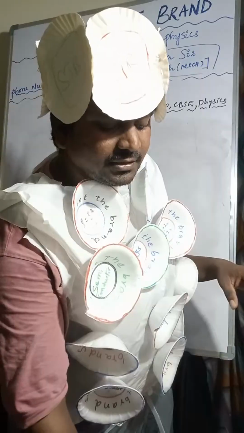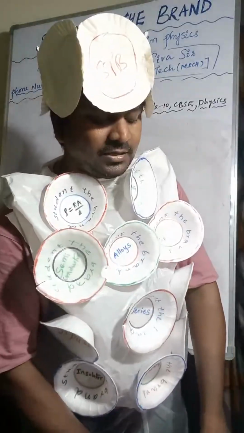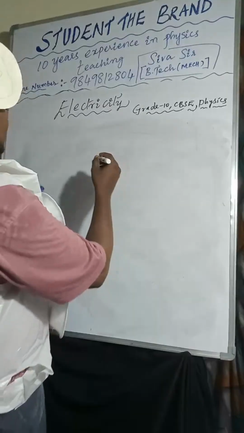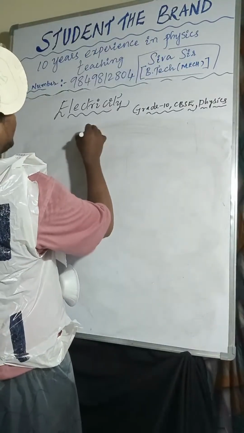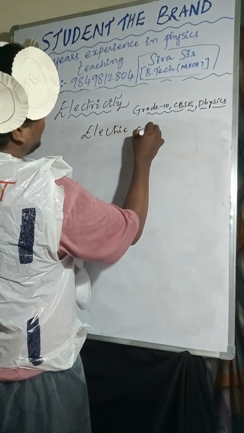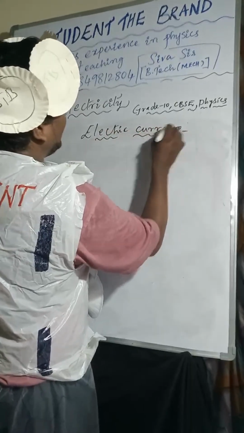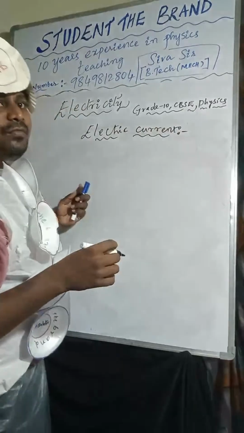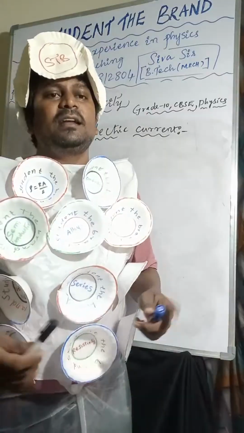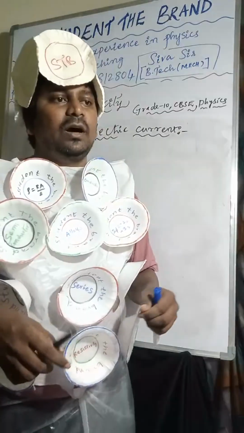Whatever we are discussing now, once again, those points I'll write. Now you can see electric current. Electric current is nothing but the rate of flow of charge. The flow of charge. So I equal to Q by T.